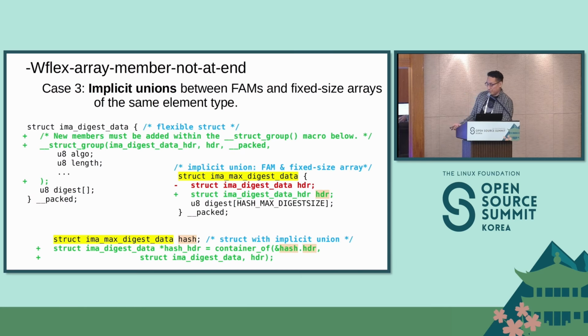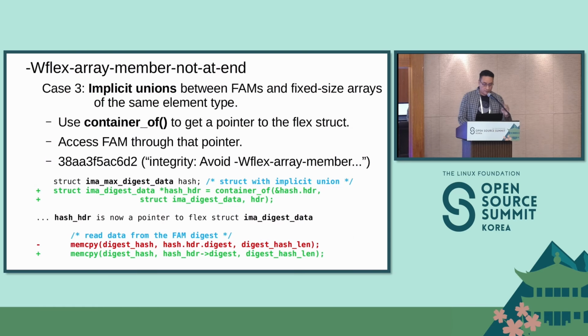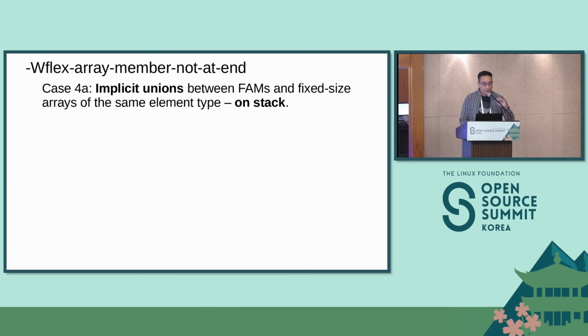Here we are passing the pointer to the header member that now is of the type of the newly created type within struct flex. And then we are getting the pointer to struct flex, right? And that's how we access the flexible array member. If you want to take a look at the whole commit, you can access that. This is a hyperlink. Okay, now let's explore case number 4.